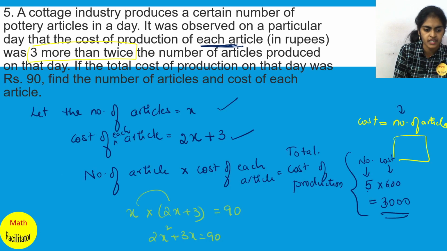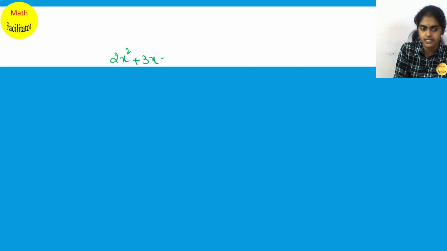So what do you have? You have 2x square plus 3x is equal to 90. So let me transpose 90 to this side. So I get 2x square plus 3x minus 90 is 0.